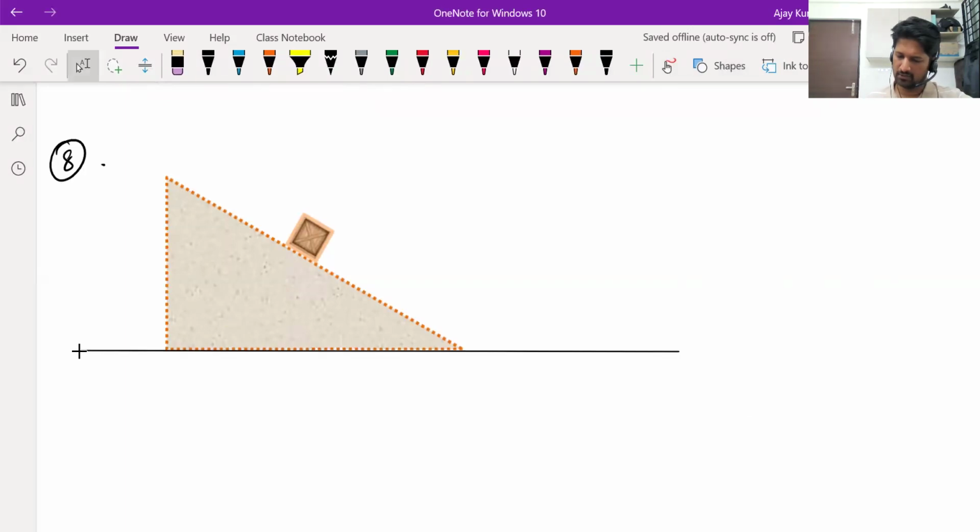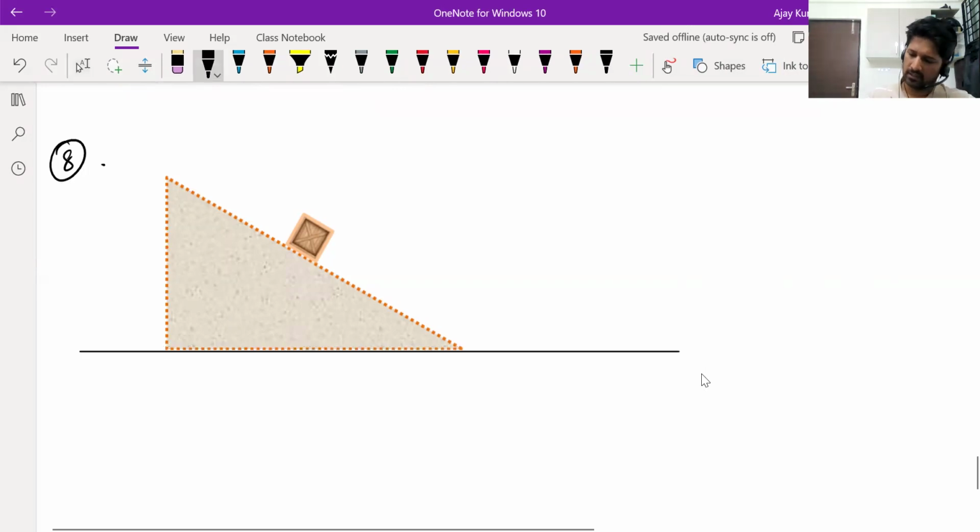Suppose there is a block on a movable wedge. The wedge is not fixed this time. Angle of inclination is theta. Now, if you hold the wedge in place, the block will slide down due to mg sin theta, and you know that. But if the wedge is accelerated forward, we can prevent the sliding of the block. We had discussed this case when we discussed pseudo force.